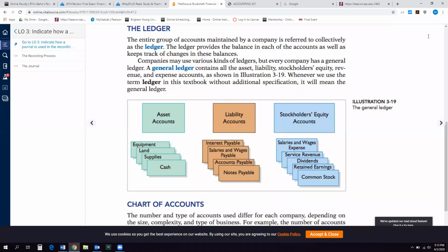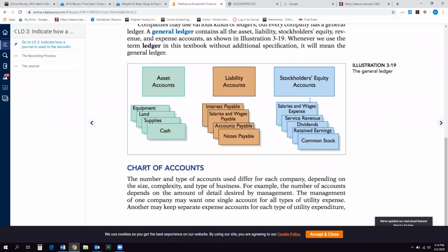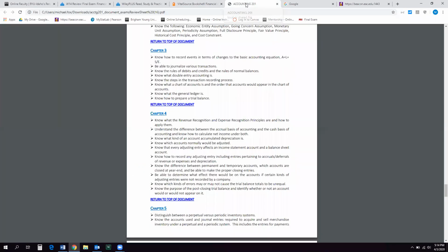All right, here's our general ledger. So by definition, it has all of the asset, liability, and stockholder equity, revenue, and expense accounts listed. So there's the general ledger. I don't know why they show it this way. Usually it's just on a piece of paper and it's a list. Anyway, so that's the general ledger.